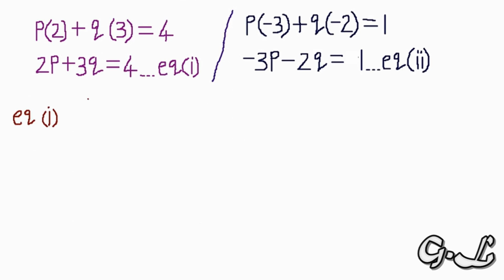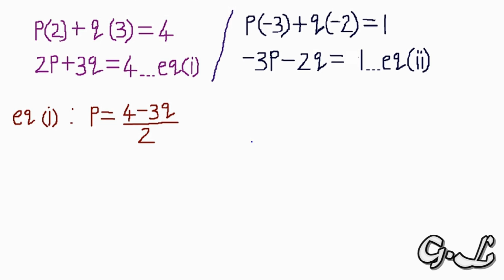So we're going to consider the first equation, which is 2P plus 3Q is equal to 4. And what we're simply going to do is make P the subject. We're going to make P the subject in the first equation. And when you make P the subject, it will be P is equal to (4 minus 3Q) over 2. That is what you're going to be given. And then you're going to consider the second equation, which is -3P minus 2Q is equal to 1.